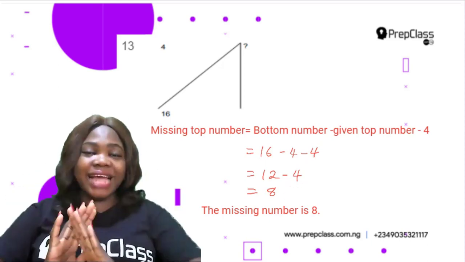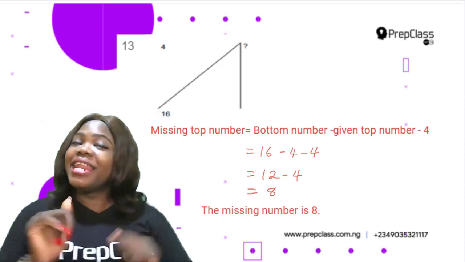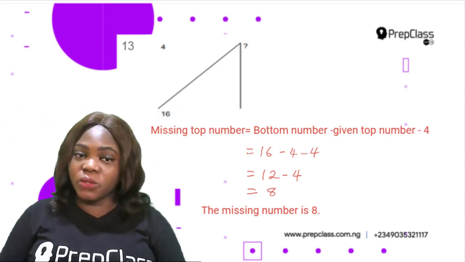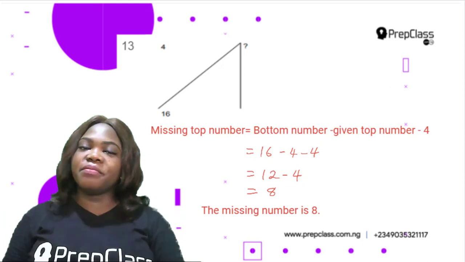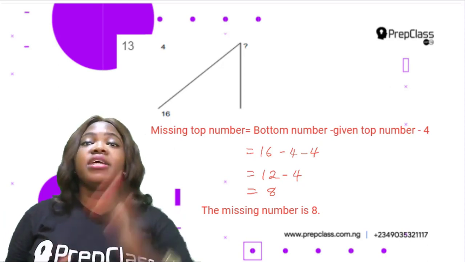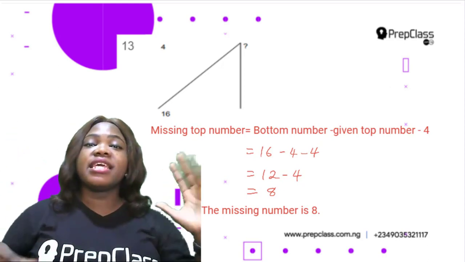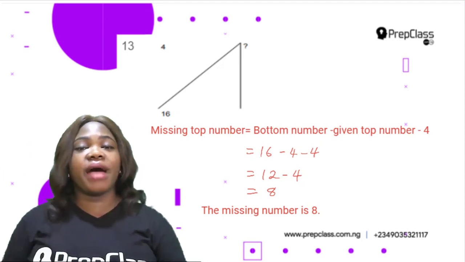So before we say that this is our final answer, let's find out if it works with the samples. Okay, so remember, in the samples, all we have to do to get the bottom number is to add the two top numbers. If the answer is an odd number, add 3.